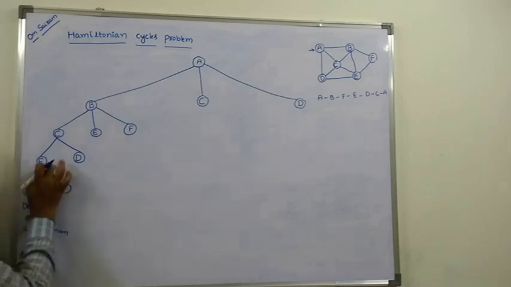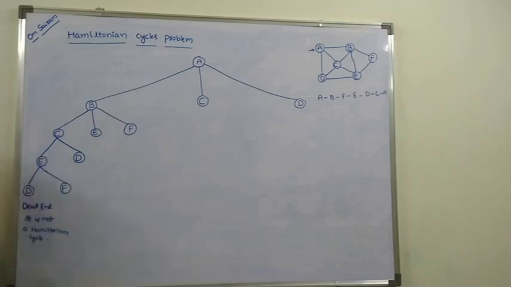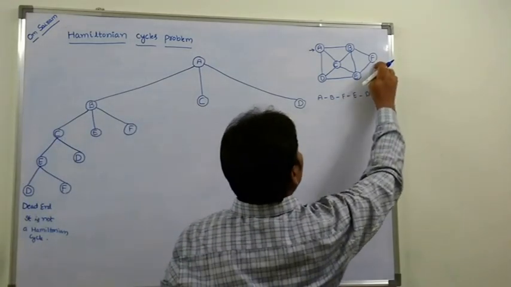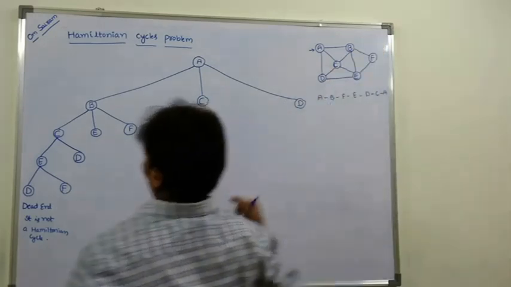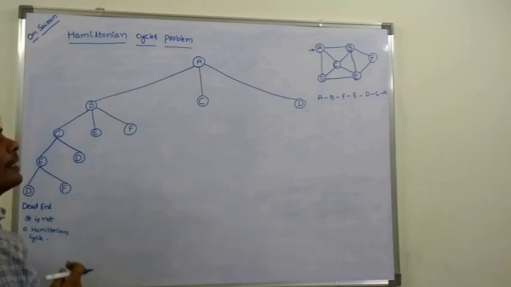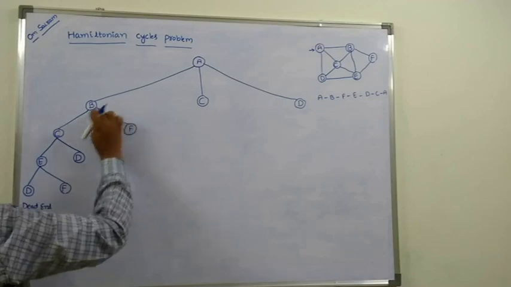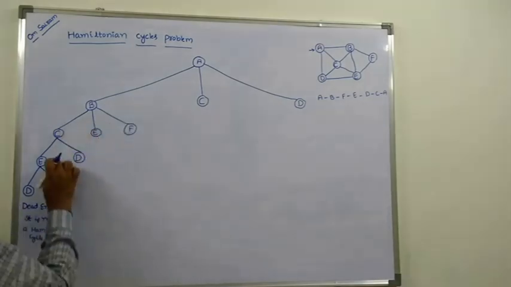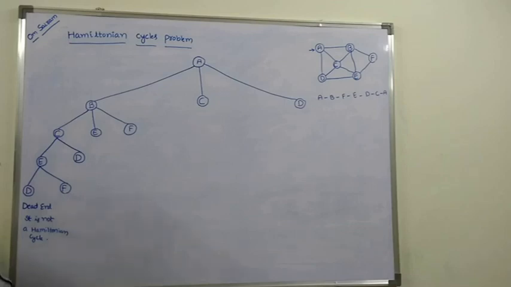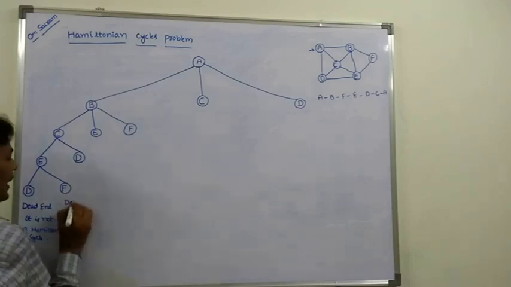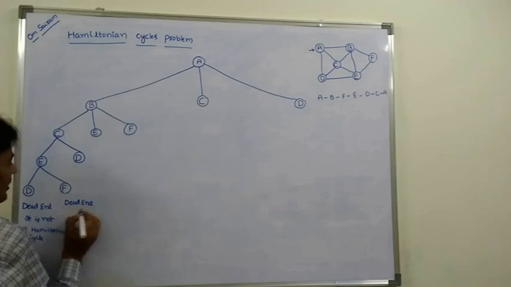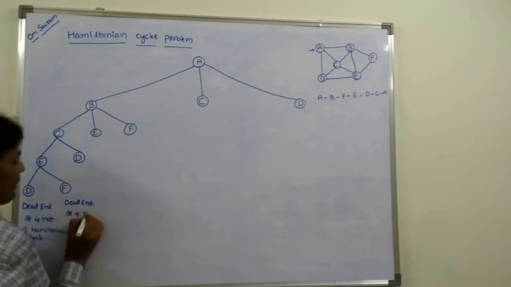Next, we have to backtrack to E. What is the right hand side node for vertex E? That is F. What are the adjacent nodes for F? F is connected with E, F is connected with B. So B and E are already visited. Consider this path A, B, C, E, F, but D is not there. So this is also a dead end. It is not a Hamiltonian cycle.